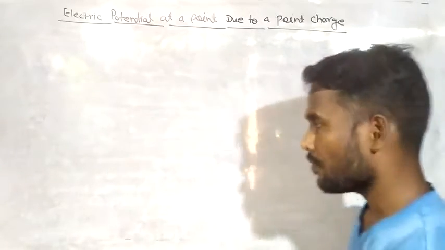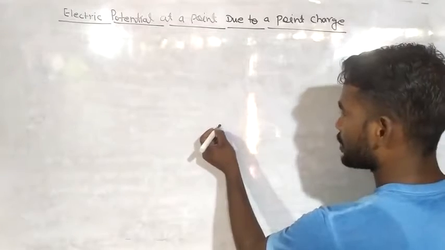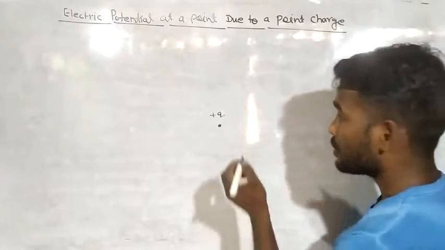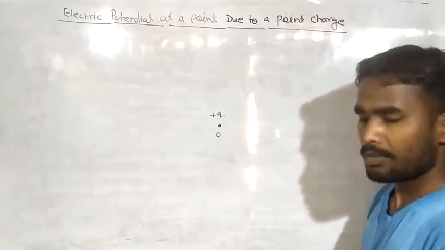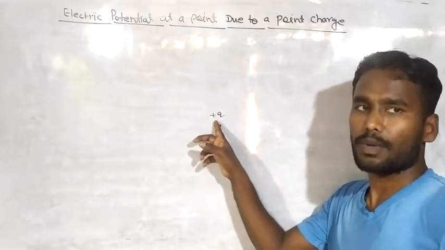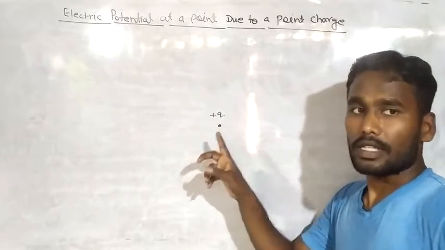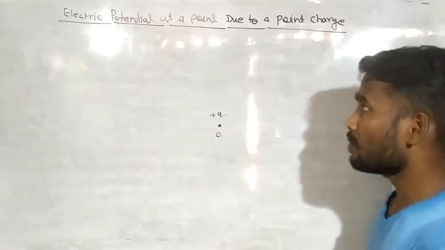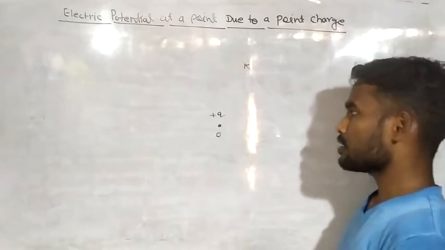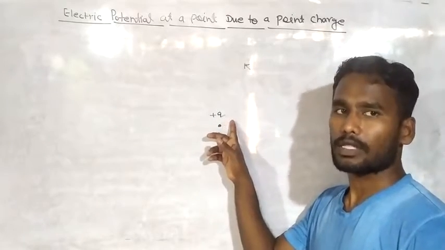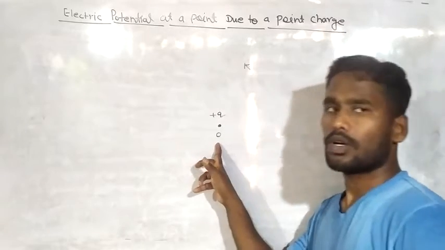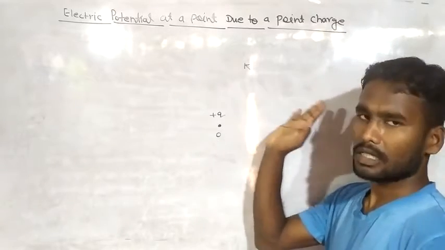First of all we consider a point charge plus Q. Let us consider a point charge plus Q situated at a point O in a medium of dielectric constant K.